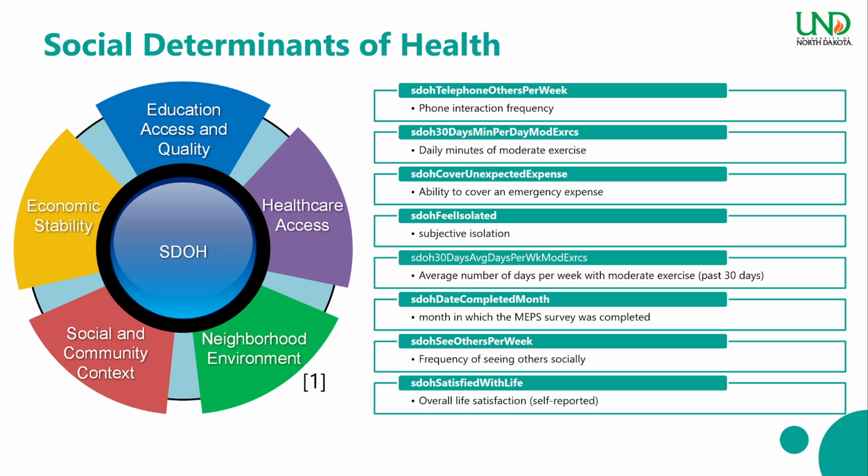On the right, you see some of the actual MEPS variables that we use to represent these domains. For example, phone interaction frequency and how often someone sees others socially relate to social connectedness. Financial strain is captured through the ability to cover an unexpected expense. And then we even have some more subjective metrics, like whether or not a person feels isolated or satisfied with life. These aren't traditional clinical features, but they reflect the day-to-day realities that shape a person's health, sometimes more powerfully than medical care itself. And the variables you see on the right are the same ones you'll see throughout the presentation. There are a lot more of them that didn't show up in the results as prominently as the ones you see here.